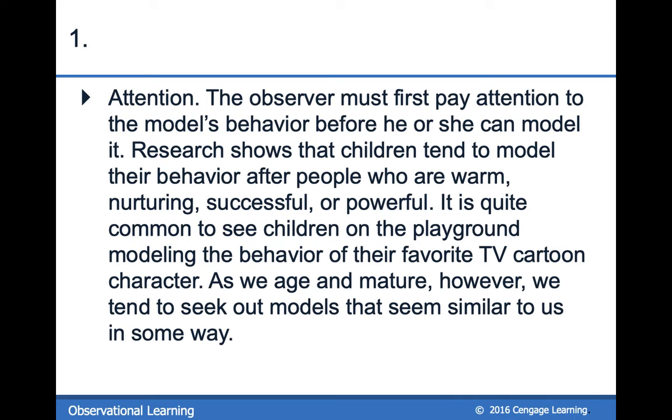You'll see children on the playground who are modeling the behavior of their favorite cartoon characters. As we age and mature, we tend to seek out models that are similar to us in some way. So they might be the same race, they might be the same age, they may be in the same career path, and we find models that are somehow similar to us. You'll see little kids on the playground though, like they'll run around and be like, "I'm Superman," and be running around with their arms in front of them like they're flying, and they'll do Superman's favorite moves or Batman, whatever they're really into.